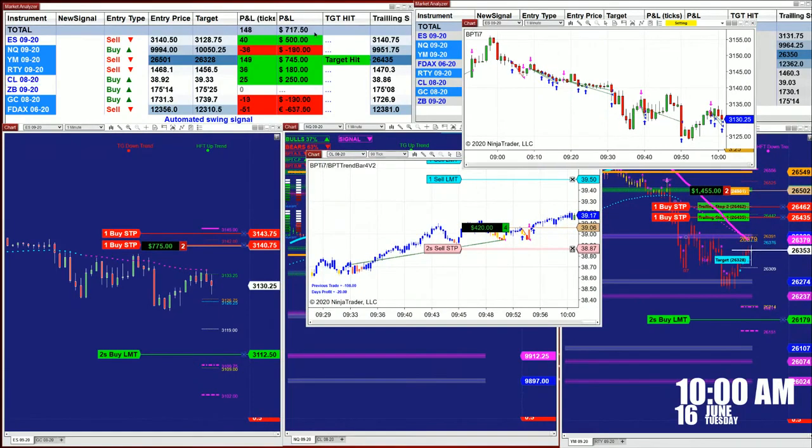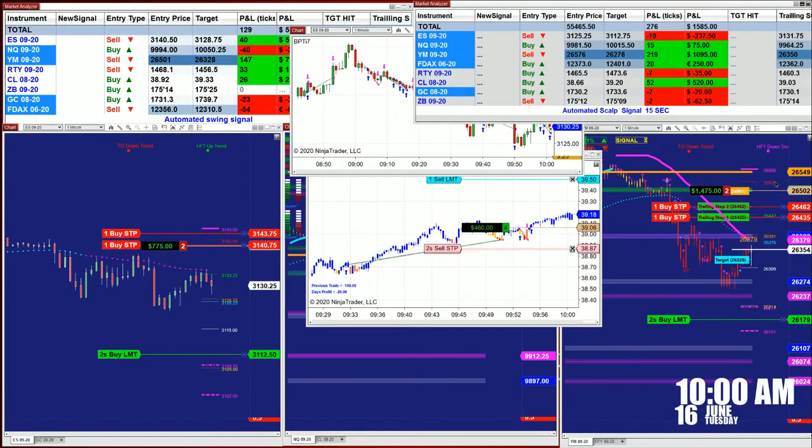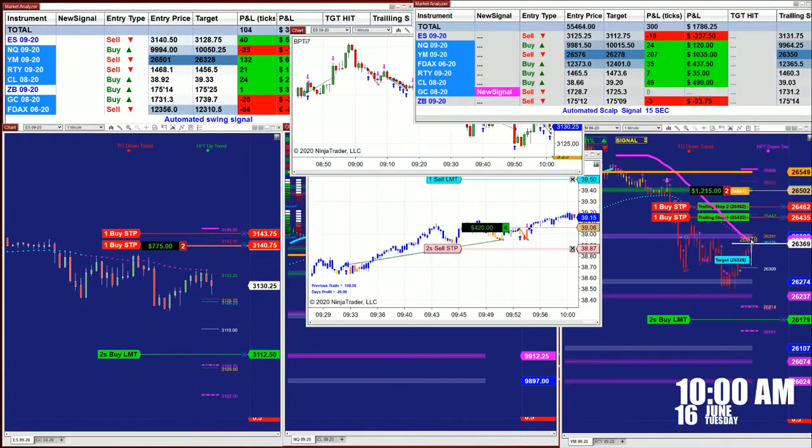Okay. Look at this one, guys. On the YM, this is a re-entry short on the YM, guys. This is right there at the fib, the 79 level. This is a re-entry, guys. Be careful.